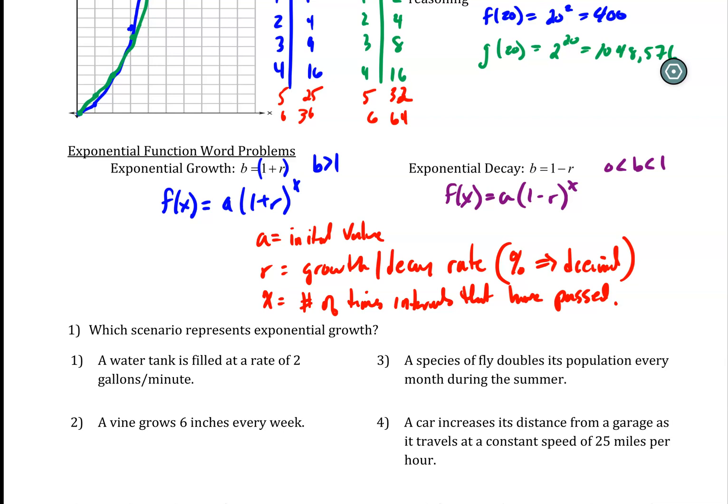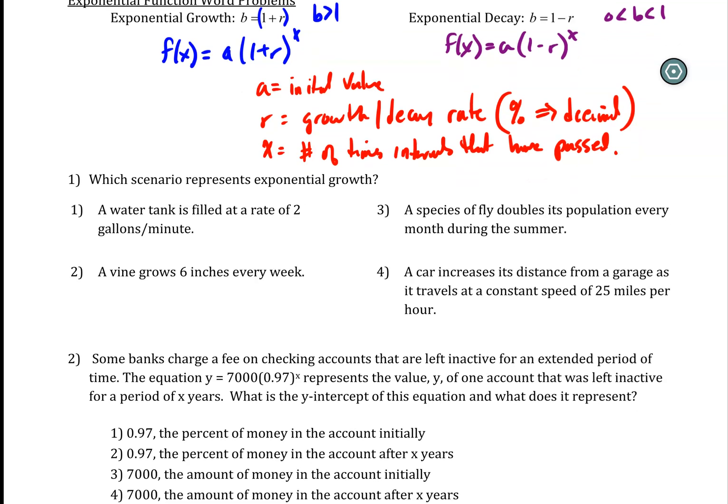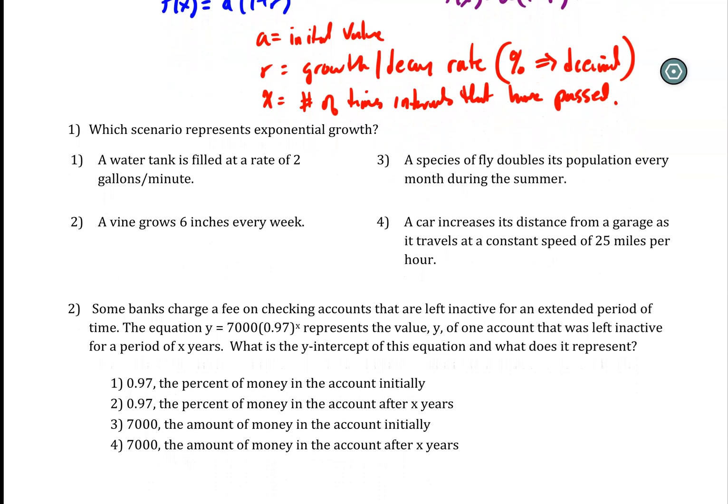All right, so those are the key things. Again, b was our growth rate or decay rate, but specifically the r value is the actual rate for that part. So let's look at these first two examples, where they just want us to understand the terminology and be able to decipher. If we look at this first one, which scenario represents an exponential growth? I'm looking for something that is growing exponentially, so it starts off slowly and then gets larger and larger.